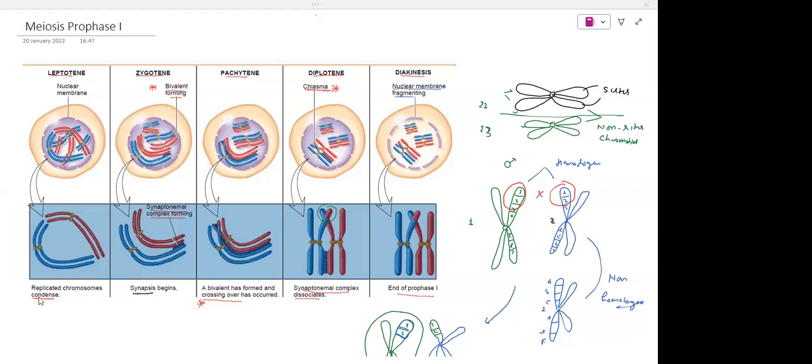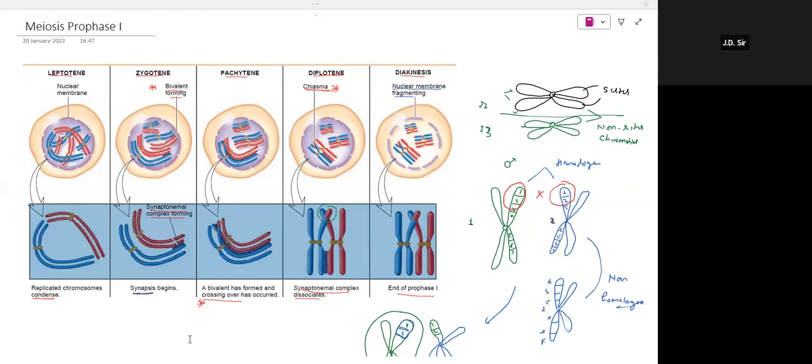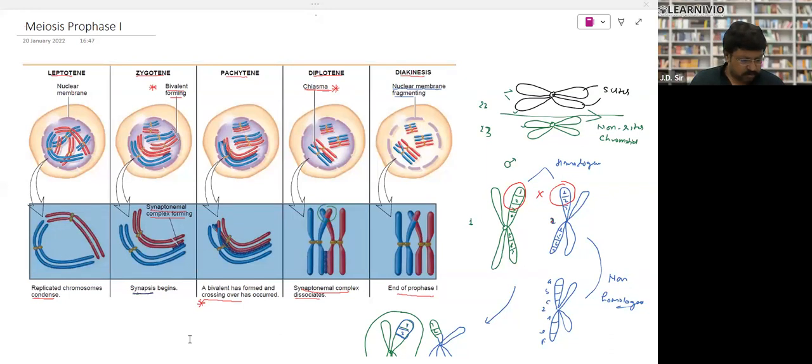Yes. So where I was, the synaptonemal complex, and the process is called synapsis. Next point, pachytene.